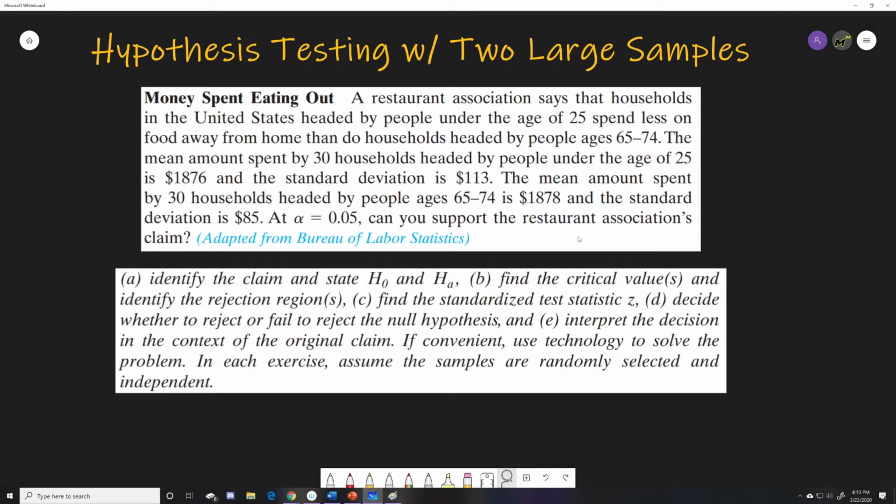We have not just one sample, but two samples, and they're independent, and they're large because they're at 30. With less than 30, we'd have to use a different strategy for a small sample, but hey, we're looking at the large.